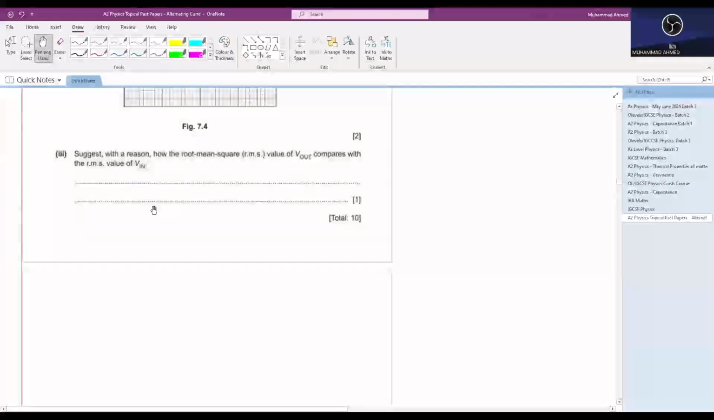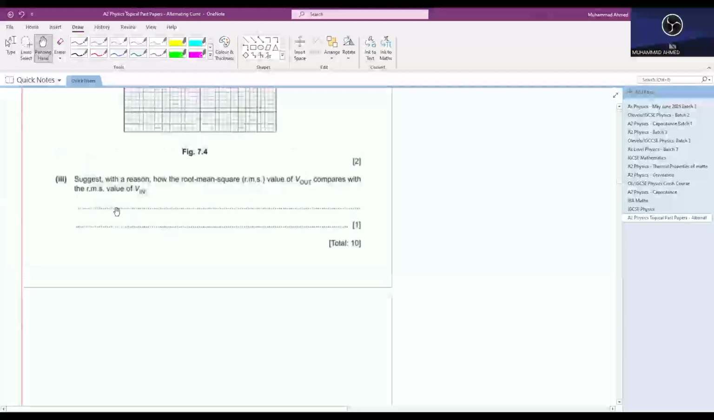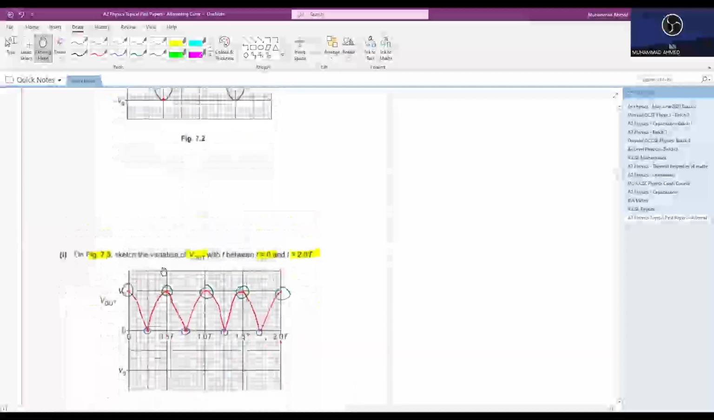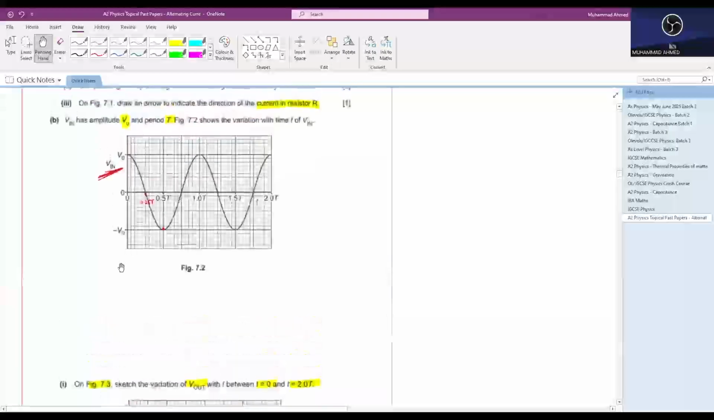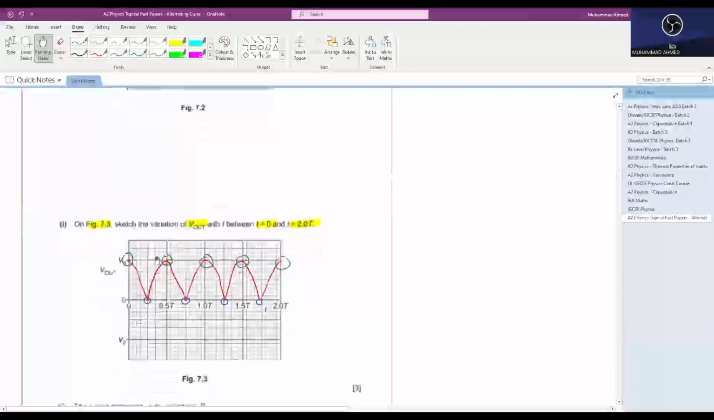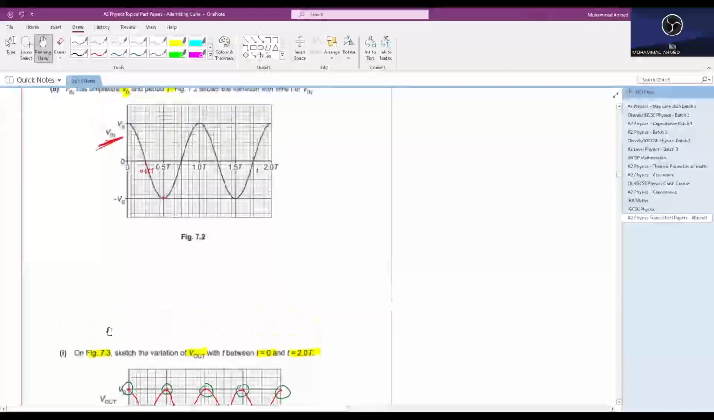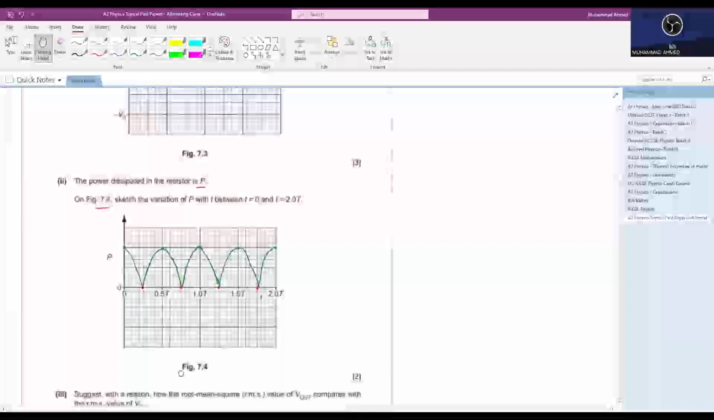Suggest with a reason how the root mean square RMS value of voltage output compares with the RMS value of voltage input. So this is your voltage output graph. This is your voltage input graph. Can you see both of them have the same peak value? Or, if you are a very good student, you can say both of them will have the same power graph. I have explained this in the first question. Even if you put a negative voltage, your power will come out to be the same.